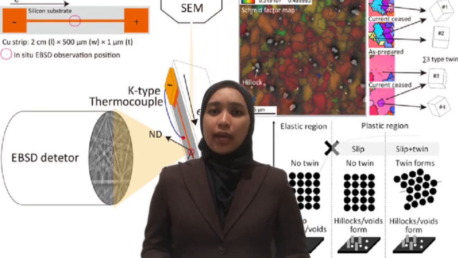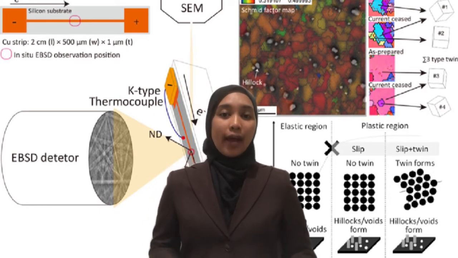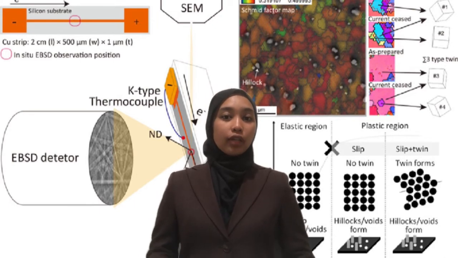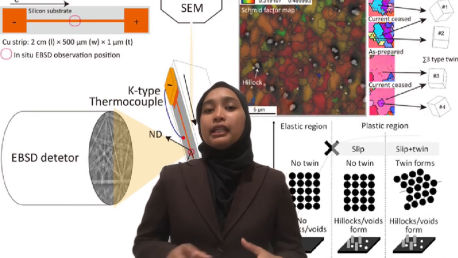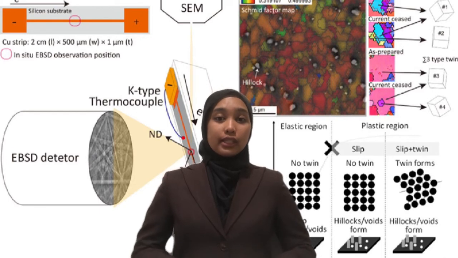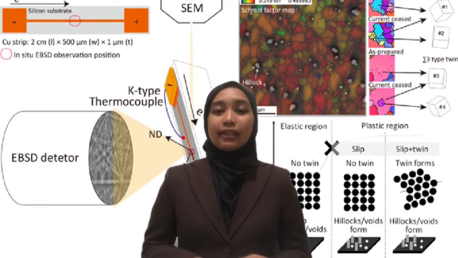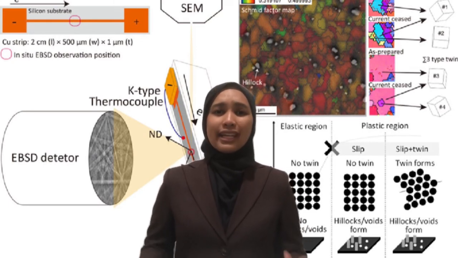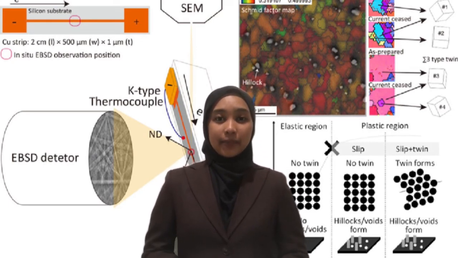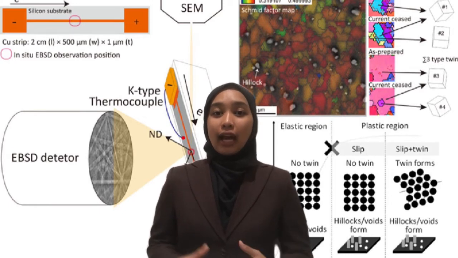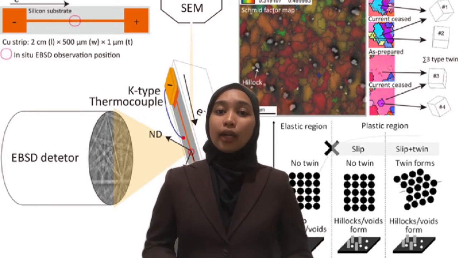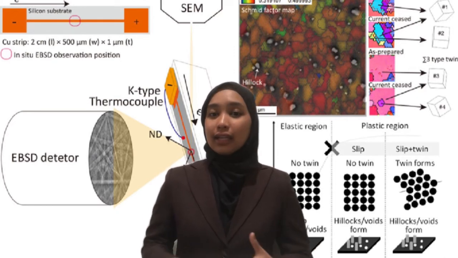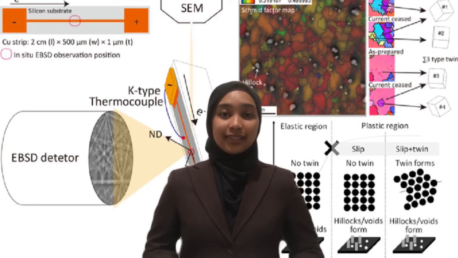The present work demonstrates that the theory from conventional solid mechanics can be invoked to predict the electric current induced deformation. In situ EBSD reveals the electric current induced elastic, slip, or twin deformation transition when increasing the current density. The discovery conveys that the electromigration effect is controlled by both the electrical and mechanical properties of materials.